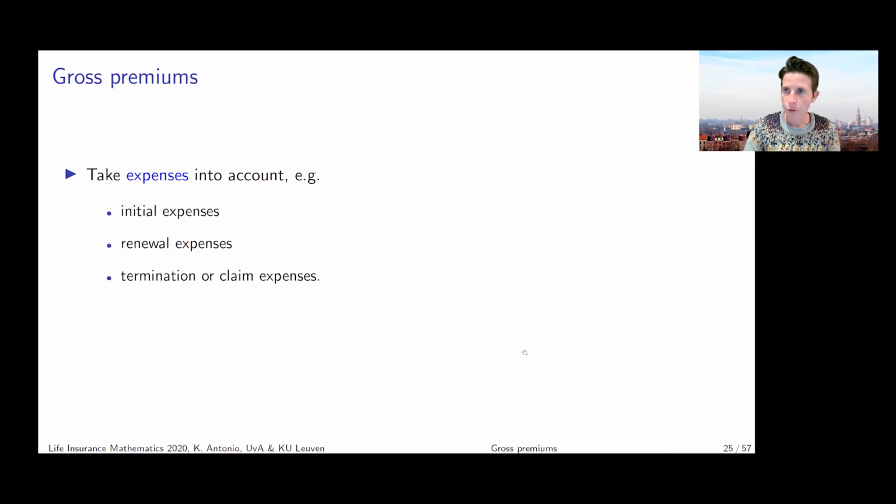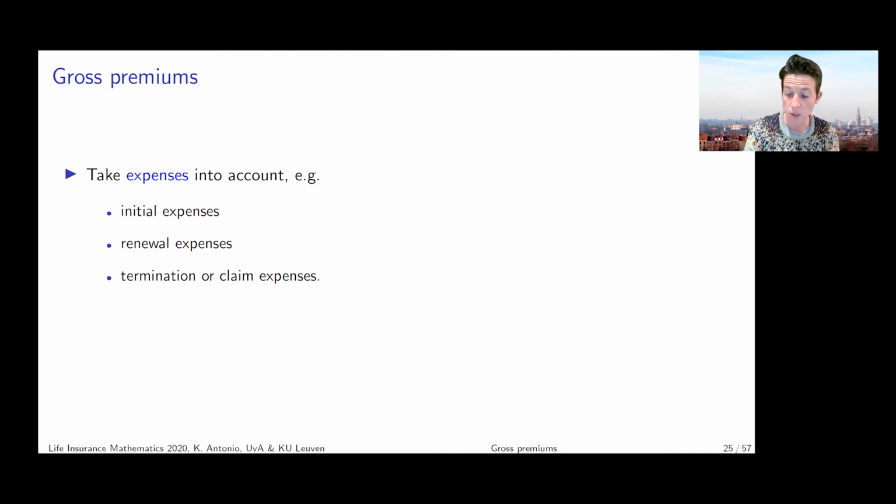Now, what happens if you want to take expenses into account? If we look at expenses, then we're looking at initial expenses, renewal expenses, termination or claim expenses. This is everything that has to do with maintaining the insurance company, the insurance portfolio, the product that you're selling. That costs money, right?